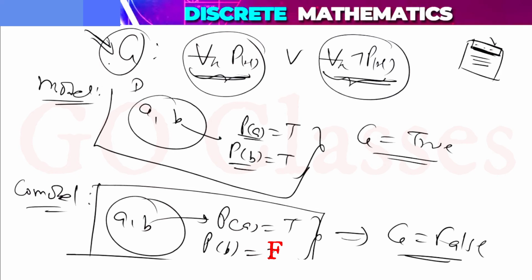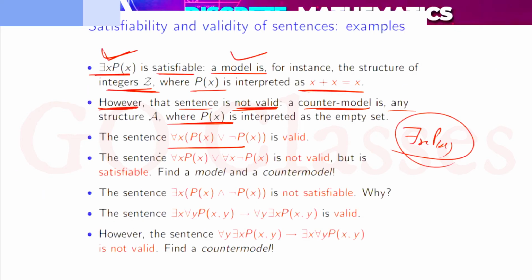So you can see for this formula G, there exists a model, there exists a counter-model, so we can say that this formula G is satisfiable, and the formula G is also invalid. So this is how you can see. This sentence is not valid, but it is satisfiable.